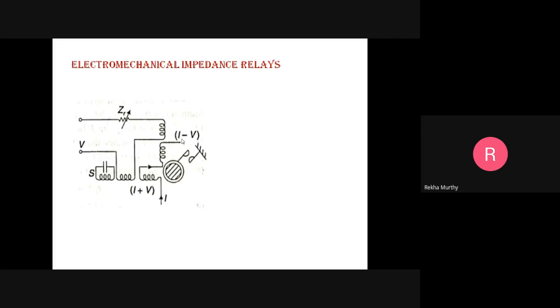So with the introduction of ZR in the voltage circuit, the current flowing in this circuit will be V divided by ZR. Therefore, we have I plus V divided by ZR, and I minus V divided by ZR. So these are the two quantities which you have to compare. I plus V by ZR is the polarizing quantity, and I minus V by ZR is the operating quantity.